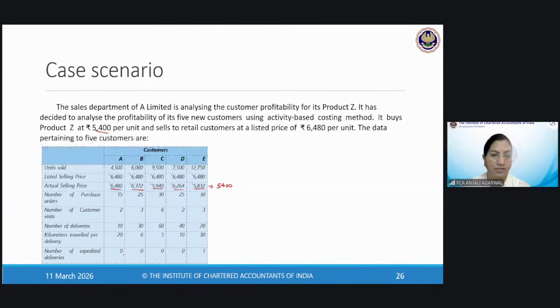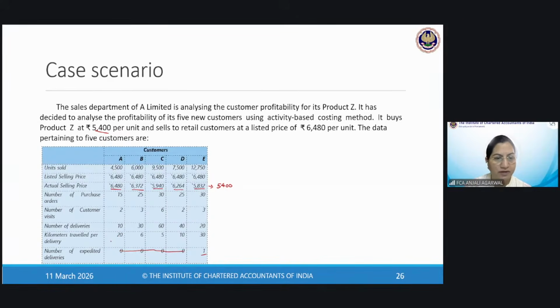That means they asked in emergency. So A, B, C, D did not ask for any emergency. Expedited deliveries was only for E. Now, kilometers are traveled per delivery. So you should be knowing how many deliveries were made to them. So 10 deliveries were made and kilometers traveled was 20 per delivery.